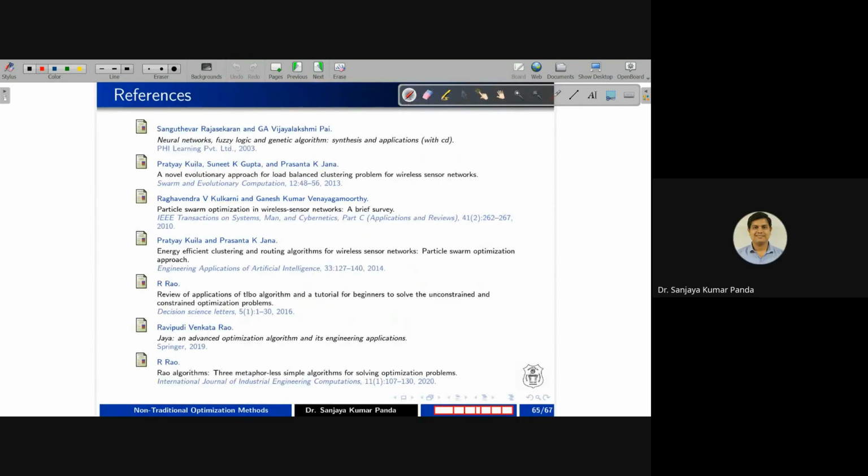So these are the references you can go through. That is also pointing to several research articles. And you asked about books, so I suggest you go through this book, Neural Network, Fuzzy Logic and Genetic Algorithm: Synthesis and Application by Professor Vijay Lakshmi. That is a good book to study all the optimization algorithms and neural networks.